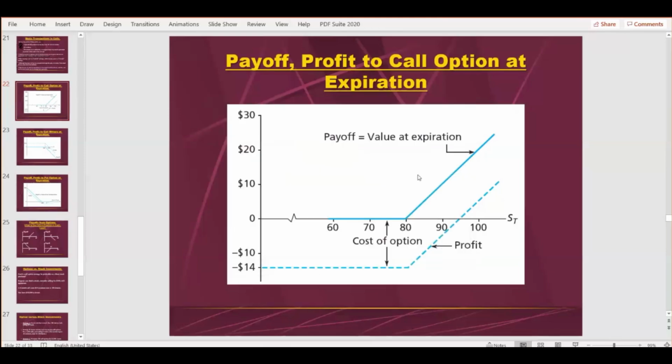Hello everyone. Today I'll go over the last part of mechanics of options markets. Today I'm going to talk about the payoff and the profit chart for different positions and options. Mainly I'll start with an example covering call options.